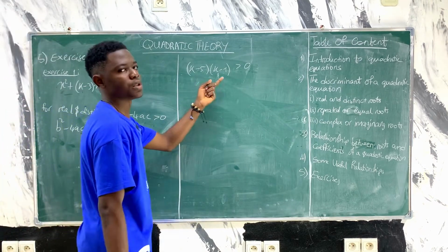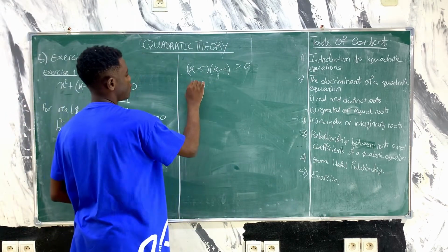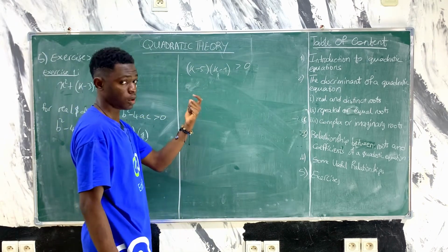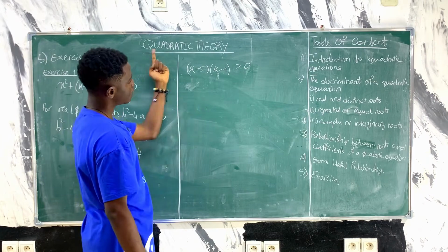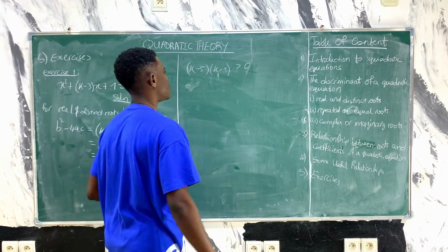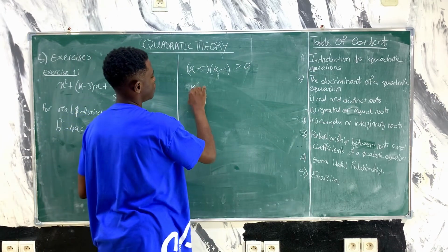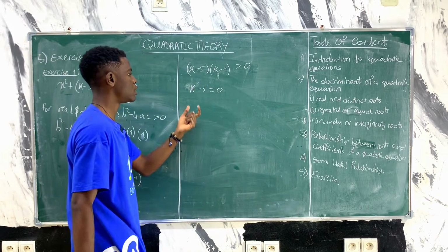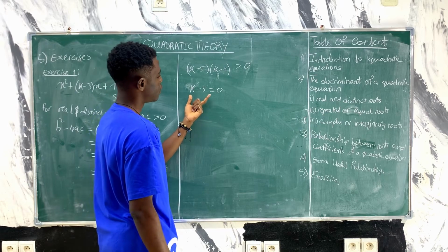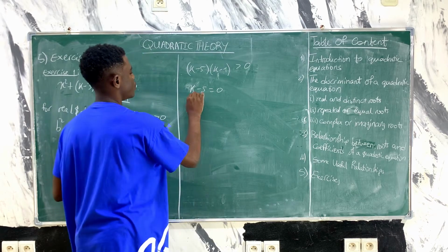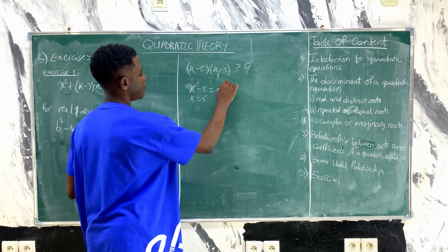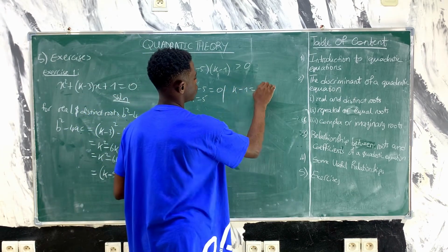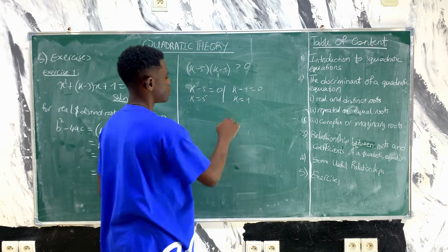So you find the values of k for which this is greater than 0. When you have this inequality, you will see how to solve it in the topic of inequalities. So you have k minus 5 equal to 0. This is the first critical value, which means k is equal to 5. Then k minus 1 equal to 0, k equals 1, that's the second critical value.